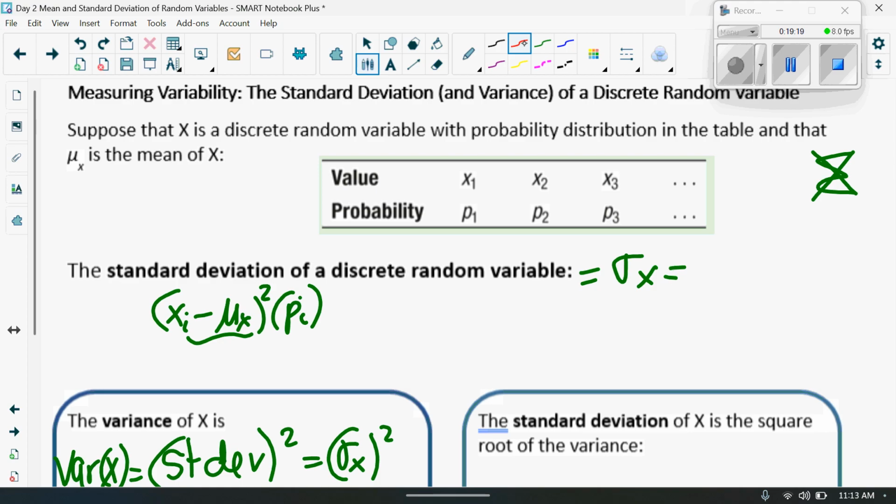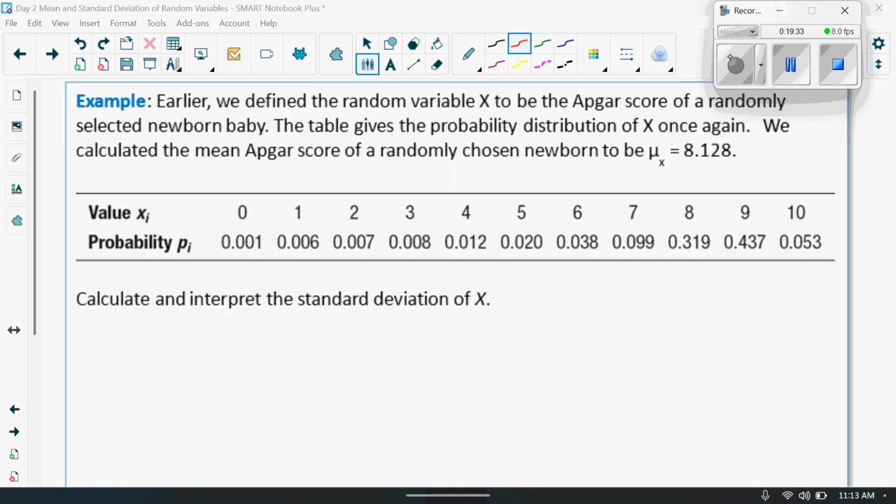Then you're going to add all those up, and then you're going to square root, because you're not really supposed to just square everything. You have to square root it, and that's going to be your sigma, okay? So now let's actually do, okay, here's the same example that we got from the previous page.